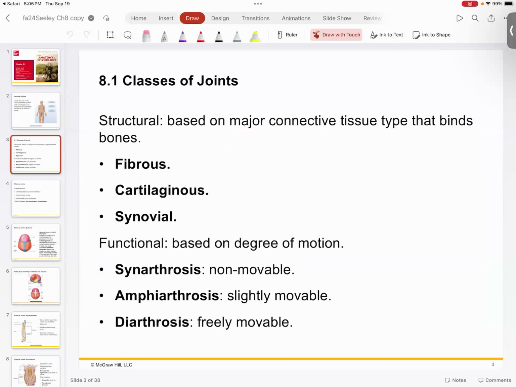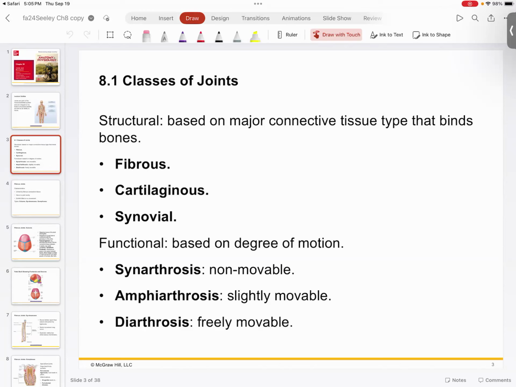Okay. So first of all, we're going to start off with classification. And there's a couple of different ways you can classify joints, depending on how you look at it. There's a structural classification or a functional classification. For structure, you're going to be taking a look at the way the different joints are put together. So we kind of mentioned before, what we had in the previous image was mostly a structural type of designation.